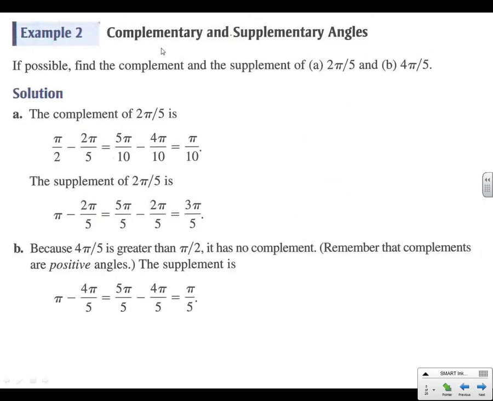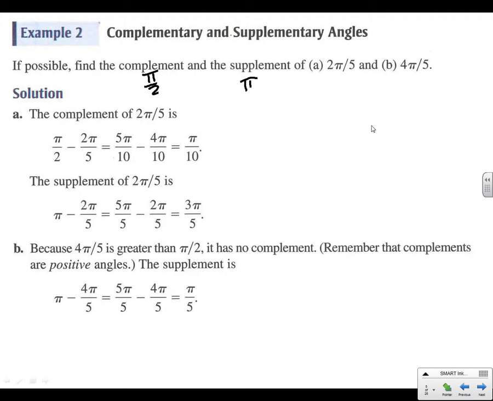All right, now let's talk about complementary and supplementary. If you think back to algebra, complementary means we add up to 90 degrees, supplementary to 180. Okay, but if we're dealing with radians, then complementary means we add up to pi over 2, which is the same thing as 90, and 180 degrees is the same thing as just pi.